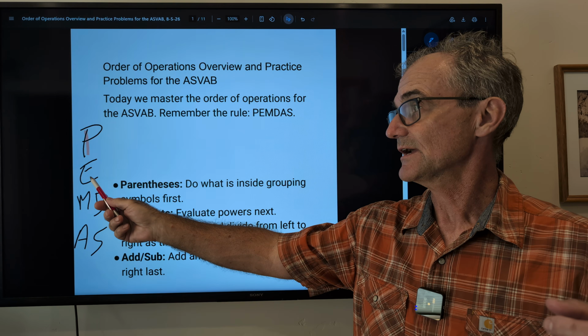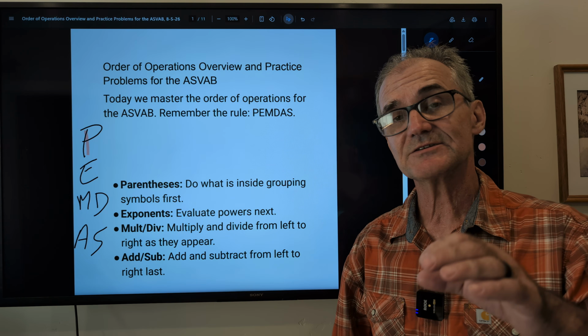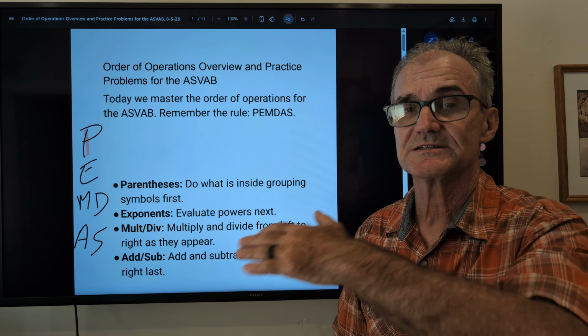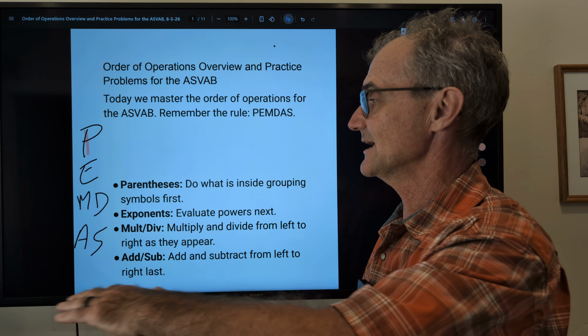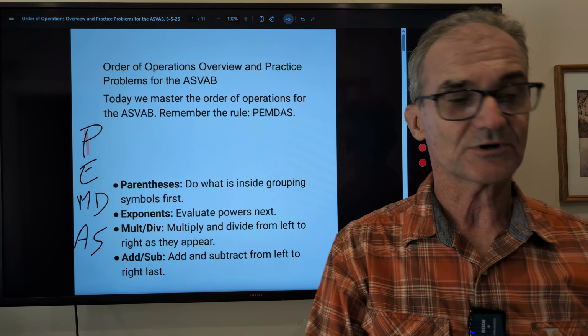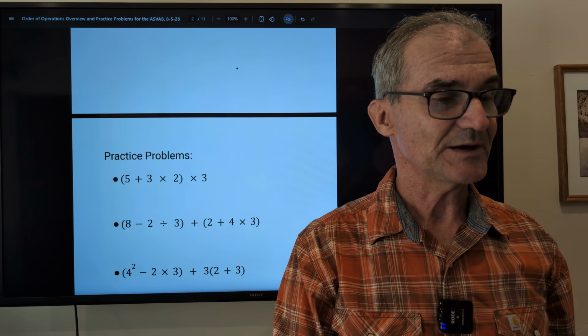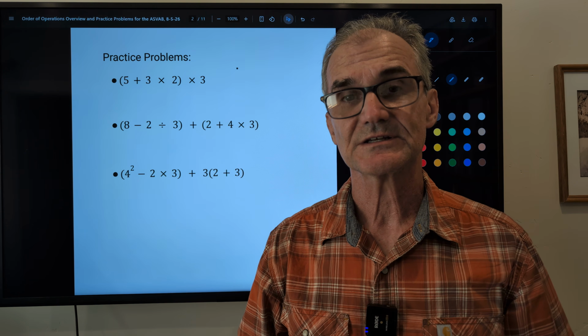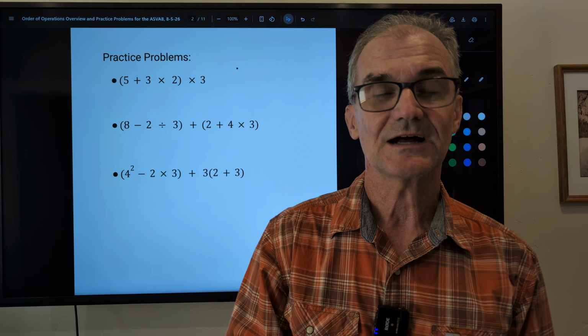Then you always do your exponents. Then you do multiplication or division from left to right. Both multiplication and division have the same weight. After all that's done, then you do addition and subtraction working left to right. So PEMDAS is really key. Go ahead and do this problem first, and then I'll do it.